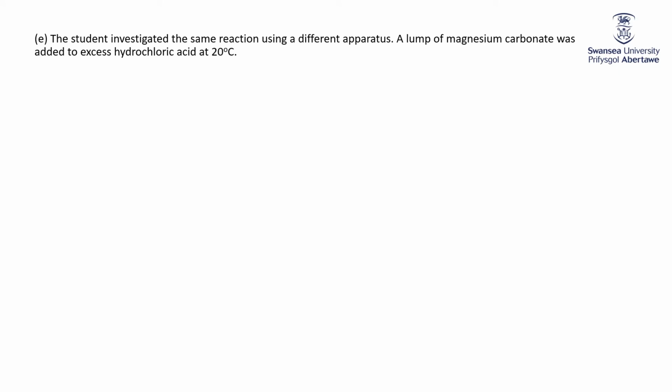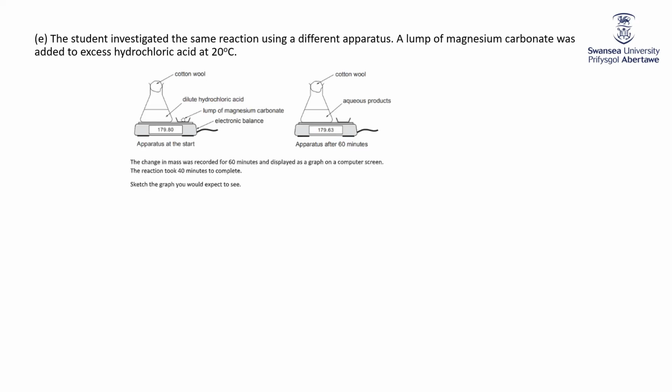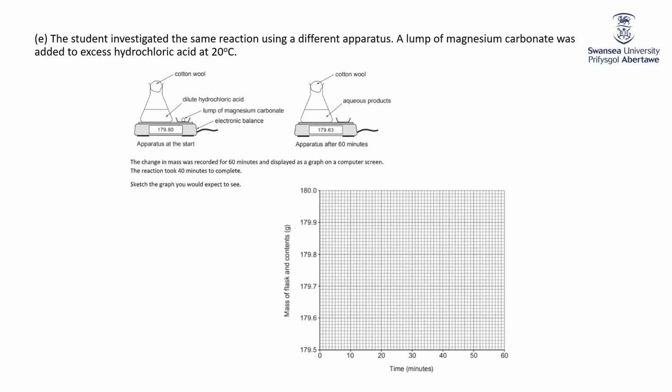Part E of this question is about a student investigating the same reaction using a different apparatus, and a lump of magnesium carbonate was added to hydrochloric acid at 20 degrees C. So here is this different apparatus. We can see the change in mass was recorded for 60 minutes and displayed as a graph on the computer screen, but the reaction only took 40 minutes to complete, so we want to sketch the graph we would see.